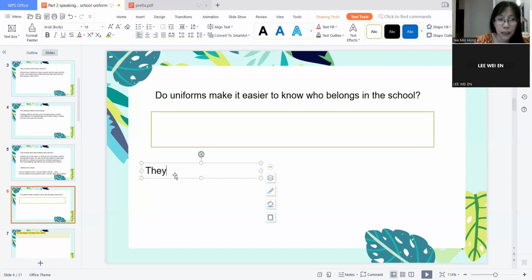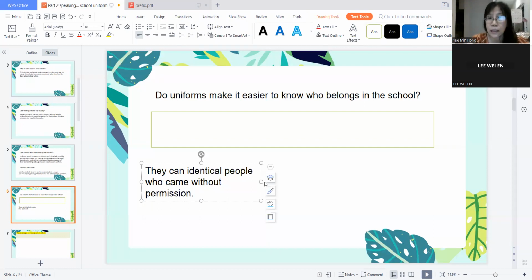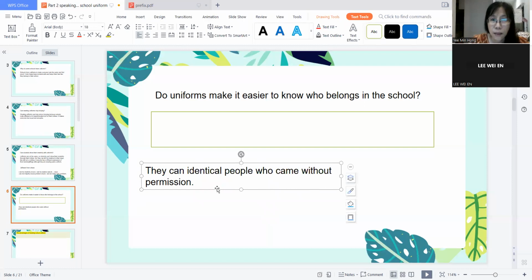They can identical. People who can without permission. I heard something like this, right? Am I right? So how do you think? Is there any problem with this? Identical. So what is the right way? Identical is an adjective, right? So how do you change it? They can identify. Identify is a verb. Identify people who can. Do you think this is only past, happening in the past, not now?